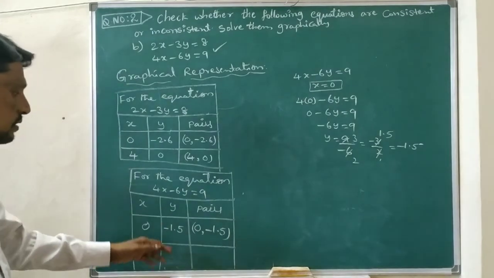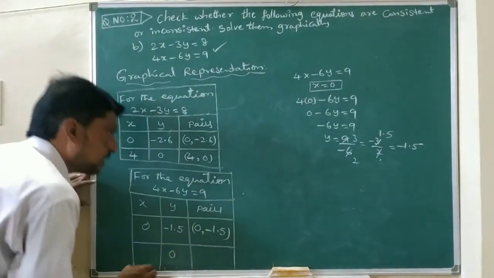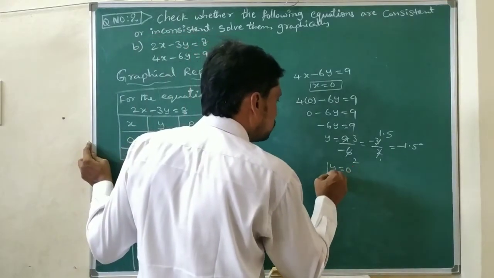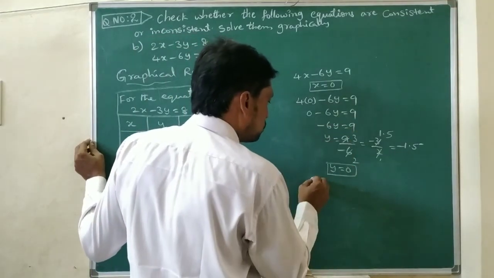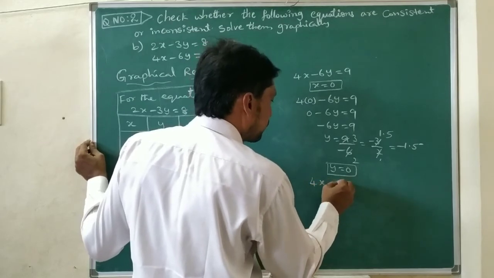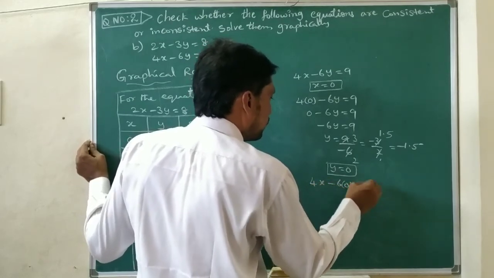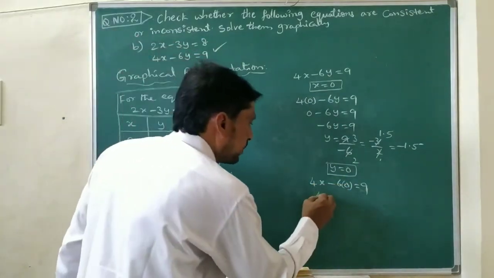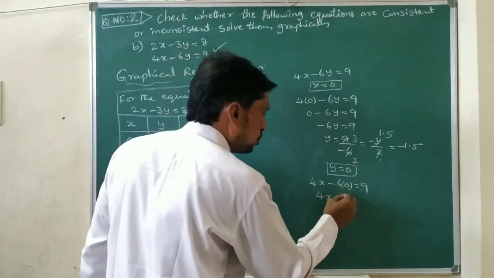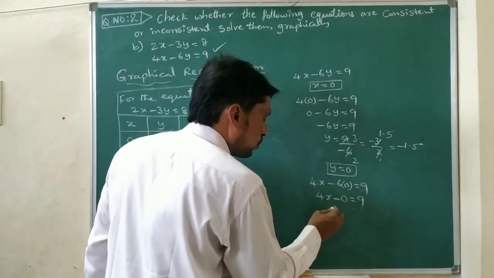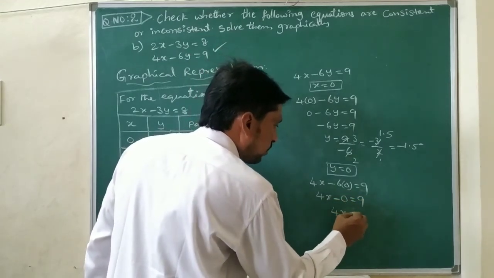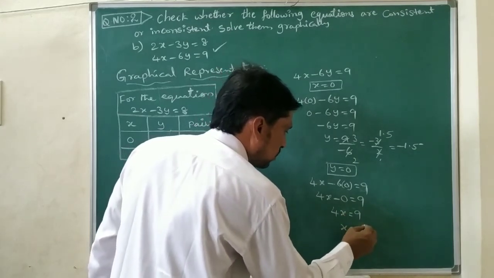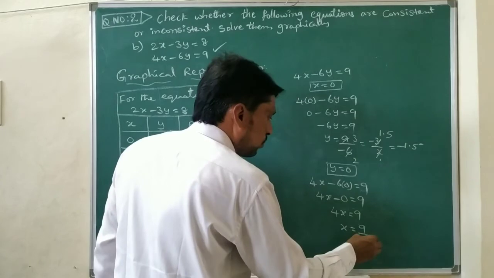Now we need to assume the y value is 0. So in this equation only, we are taking y equal to 0. So what we are getting, once you check it, 4x minus 6 into 0 equal to 9. The y value we are taking as 0. 4x minus 6 into 0, that is 0, equal to 9. So 4x minus 0, that value, 4x only equal to 9.